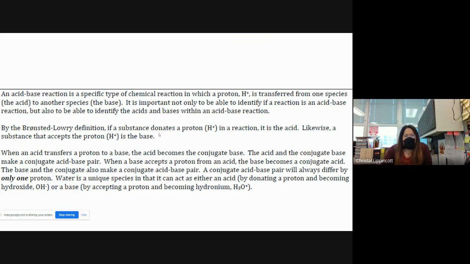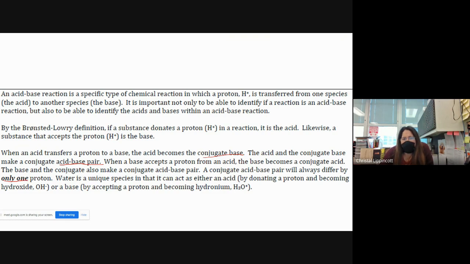When an acid transfers a proton to a base, the acid becomes the conjugate base. The acid and the conjugate base then make up that acid-base pair. I told you guys to find the two things that look similar to each other, and then from there, you can figure out which one has more hydrogen. That's your acid. The other one's going to be your base. So the conjugate acid-base pair will always differ by only one proton.